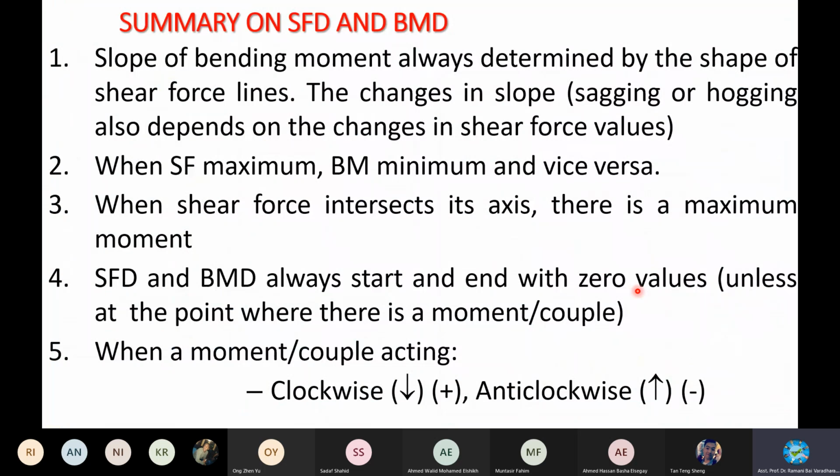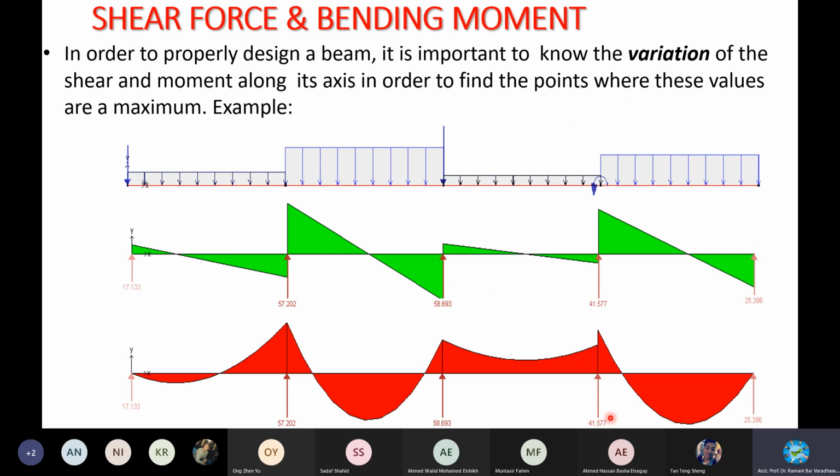Why do they end with 0? They have to balance. When moment and couple are acting, you can take clockwise as positive and anti-clockwise as negative. It depends on what axis you are going to determine. Keep the clock in front of you, or at the axis you want to find out about. That is a very good clue to find out which is clockwise and which is anti-clockwise.